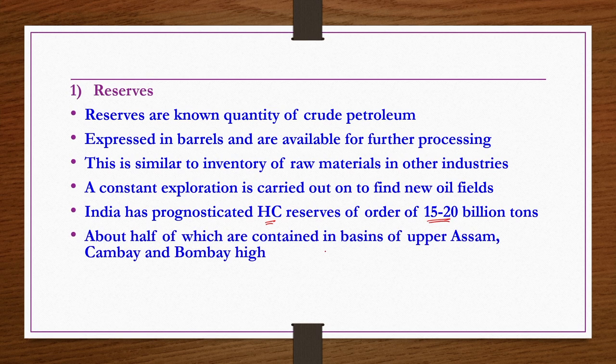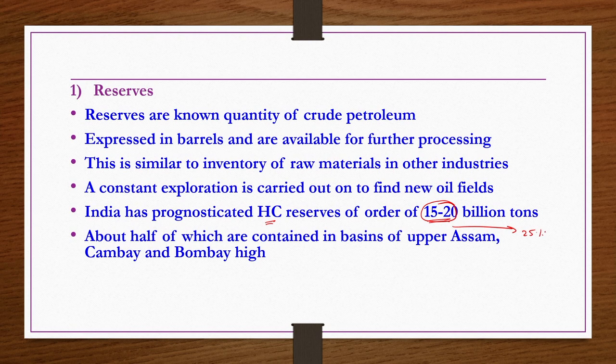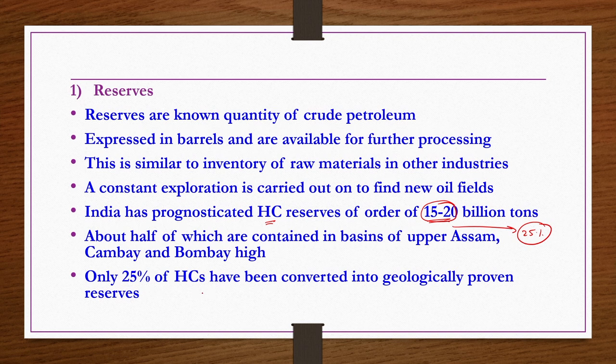About half of which are contained in basins of Upper Assam and Bombay High. Actually, whatever reserves are there, your exploration methods have to be advanced so that you can explore and then produce with less cost. But with the existing technology, we are able to take only 25% of it. Only 25% of hydrocarbons have been converted into geologically proven reserves.